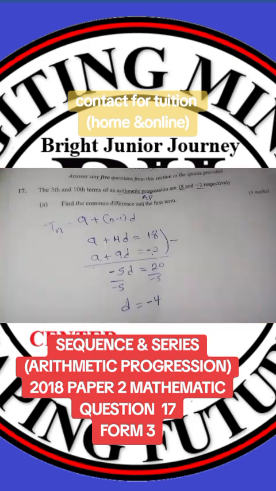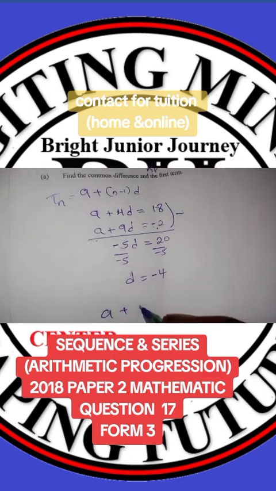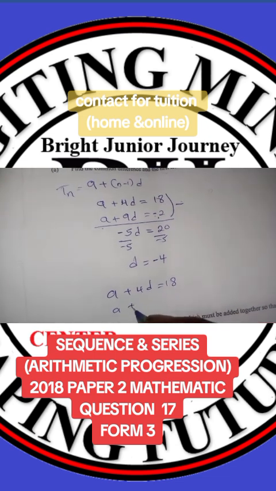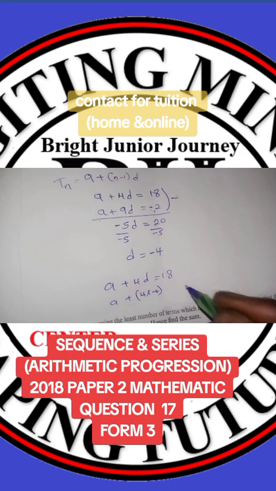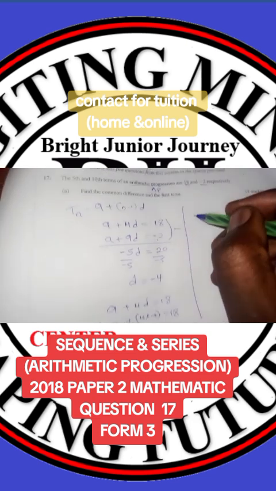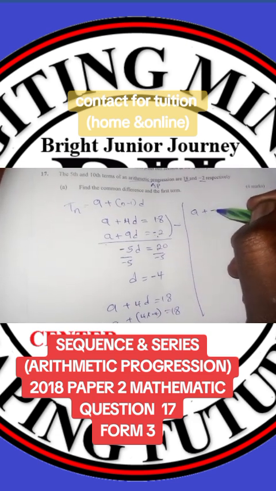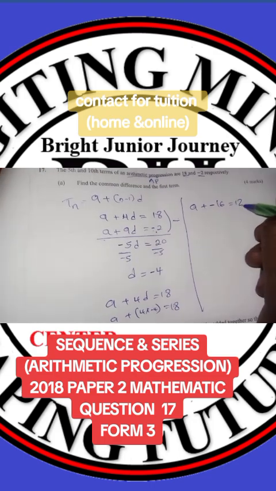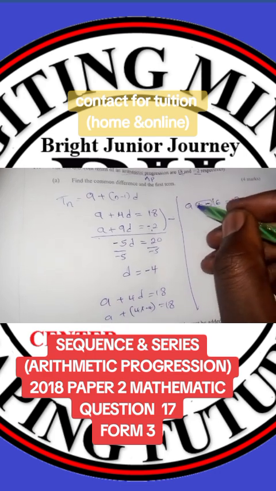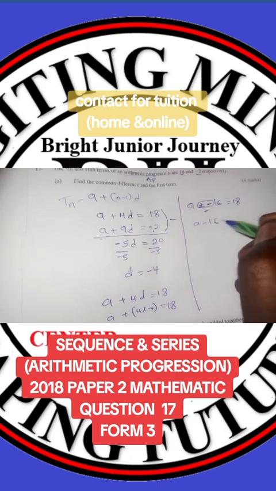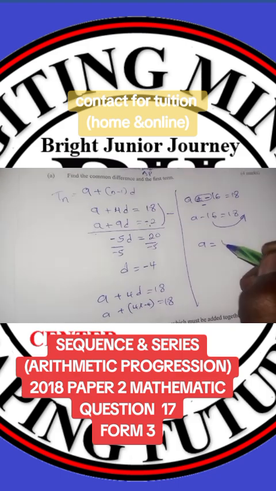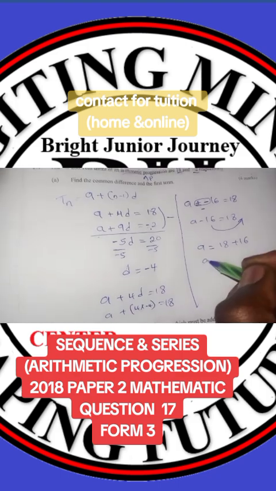Then I can take any one of the equations here. I can just take the first one, which is 4D plus A is equal to 18. Then A plus 4 times negative 4 should give me 18. Then we say A plus, that is negative 16, is equal to 18. So a negative and a positive makes a negative. Therefore, A minus 16 is equal to 18. I bring this across to the other side so that A is equal to 18 plus 16, and A is 34.